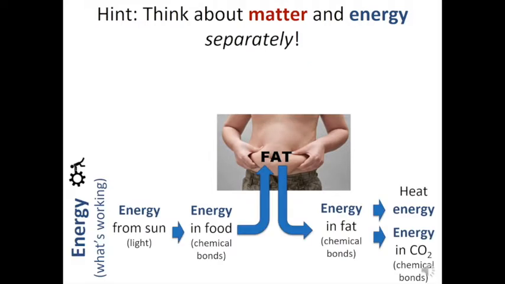Now let's think about what happened to the energy in this system. Energy from the sun was transformed into energy in the chemical bonds of your food through photosynthesis in plants. When you ate the food, the energy in the chemical bonds of the food was converted into energy stored in the chemical bonds of your fat. During weight loss, as you lost that fat, the energy stored in those bonds was released as heat and as chemical energy stored in the bonds of the carbon dioxide you breathed out.